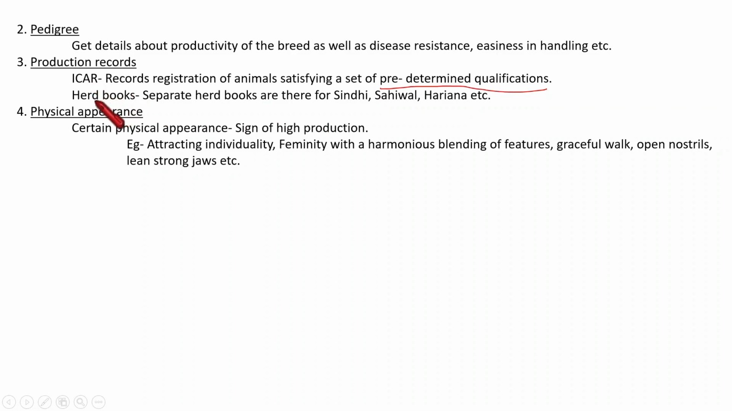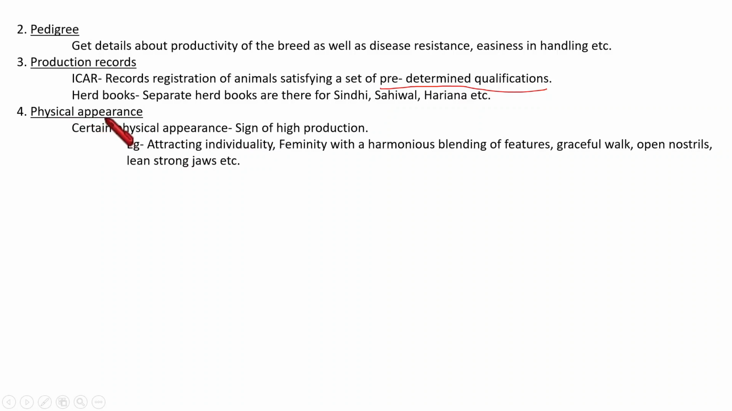Then there also exist herd books. Herd books are books that contain all the details about each breed, its pedigree and its production. All those things are mentioned in them. Those books are called herd books. And separate herd books are present for Sindhi, Sahiwal, Hariana, etc. types of breeds. Then the fourth and last one is the physical appearance.